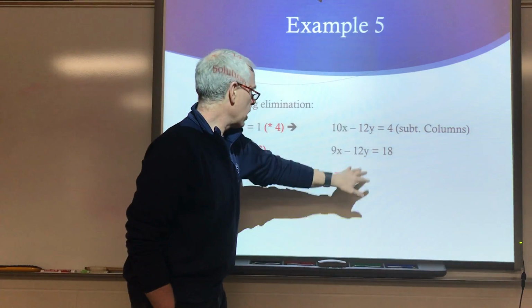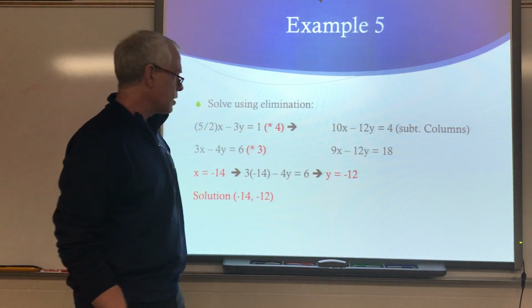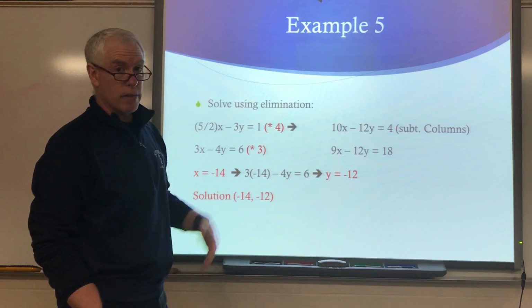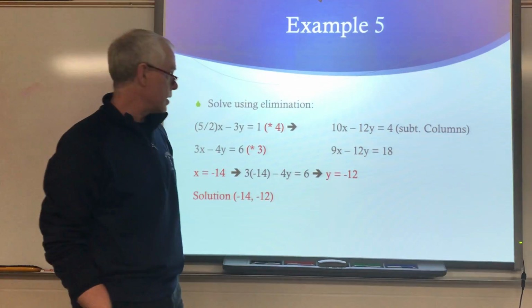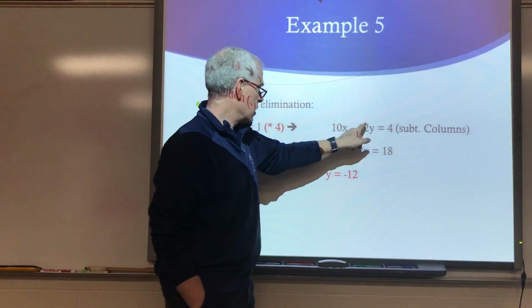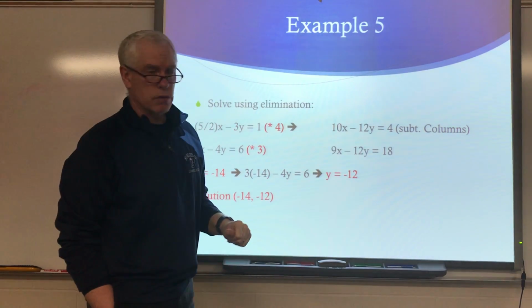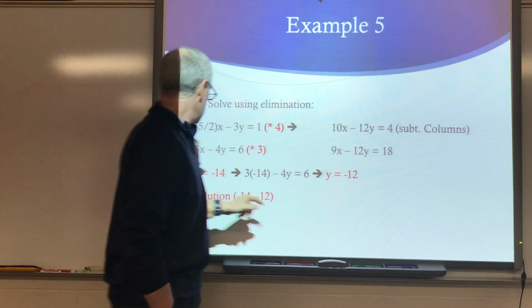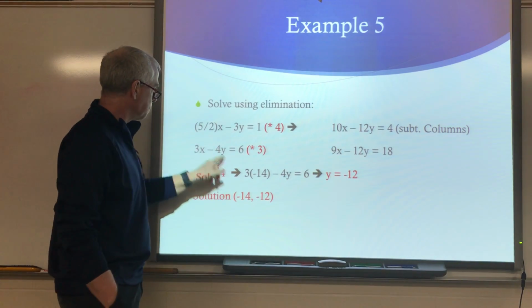Now when I look at this, the y's are the same, and so if I subtract those two equations, since they both have the same sign, I'm going to eliminate my y's. So 10x minus 9x is just x. Negative 12y minus negative 12y is nothing. 4 minus 18 is negative 14. So now I've got x.